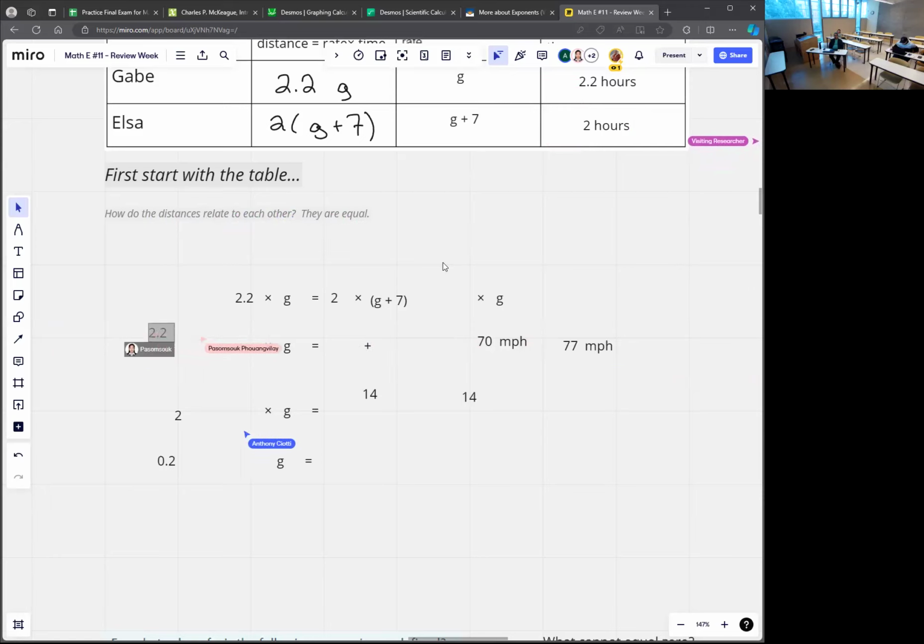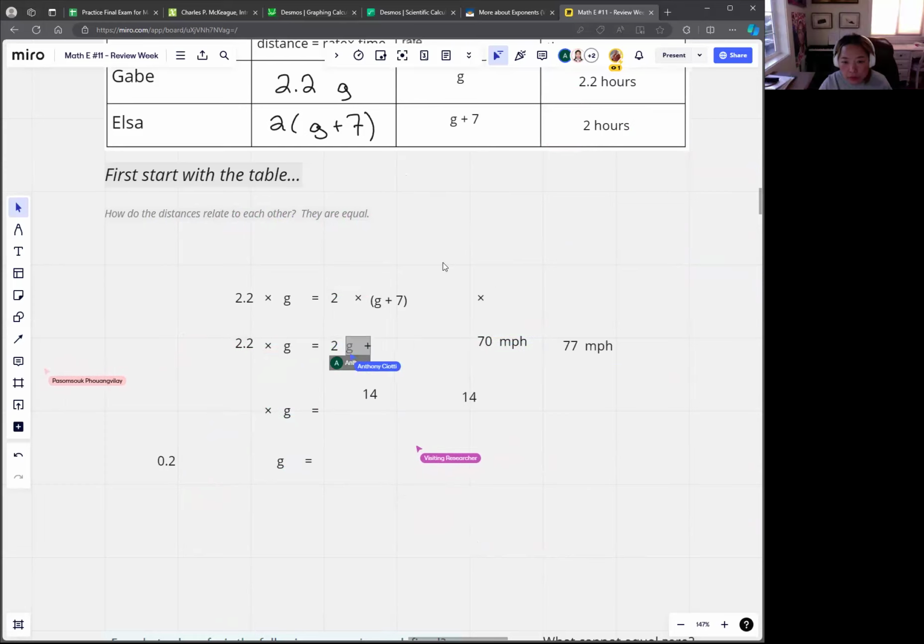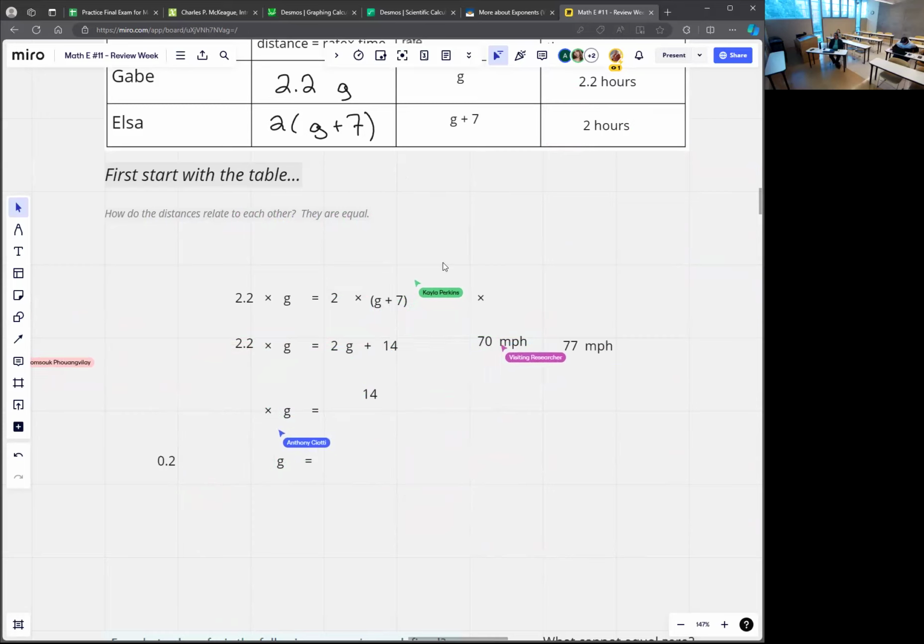And talk to each other. Kayla, if you're still cleaning things up, maybe you can at least shout at them. Move the 2.2 here, distribute the 2 to the G and 7, things like that. I cannot move 7, teacher. Yeah, teacher cannot move 7. I don't know why. Hit reload if it's not working for you.